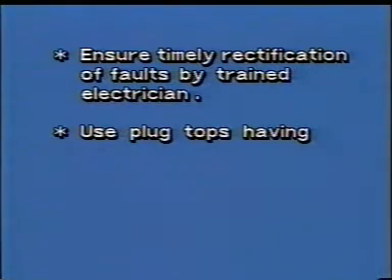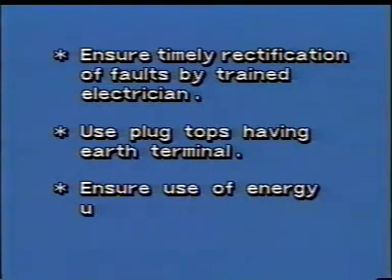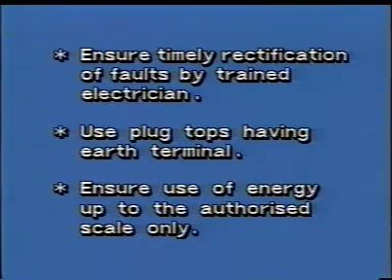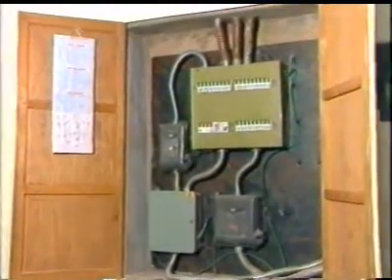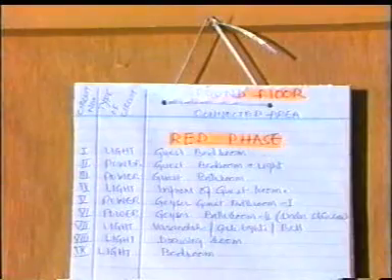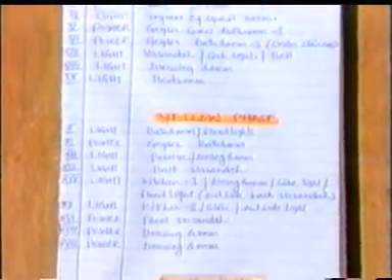Ensure timely rectification of faults by trained electrician. Use plug top having earth terminals. Ensure use of energy up to the authorized scale only. The user must have house wiring diagram and it should be displayed in the main board. This will help the technician in quick identification and rectification of faults.